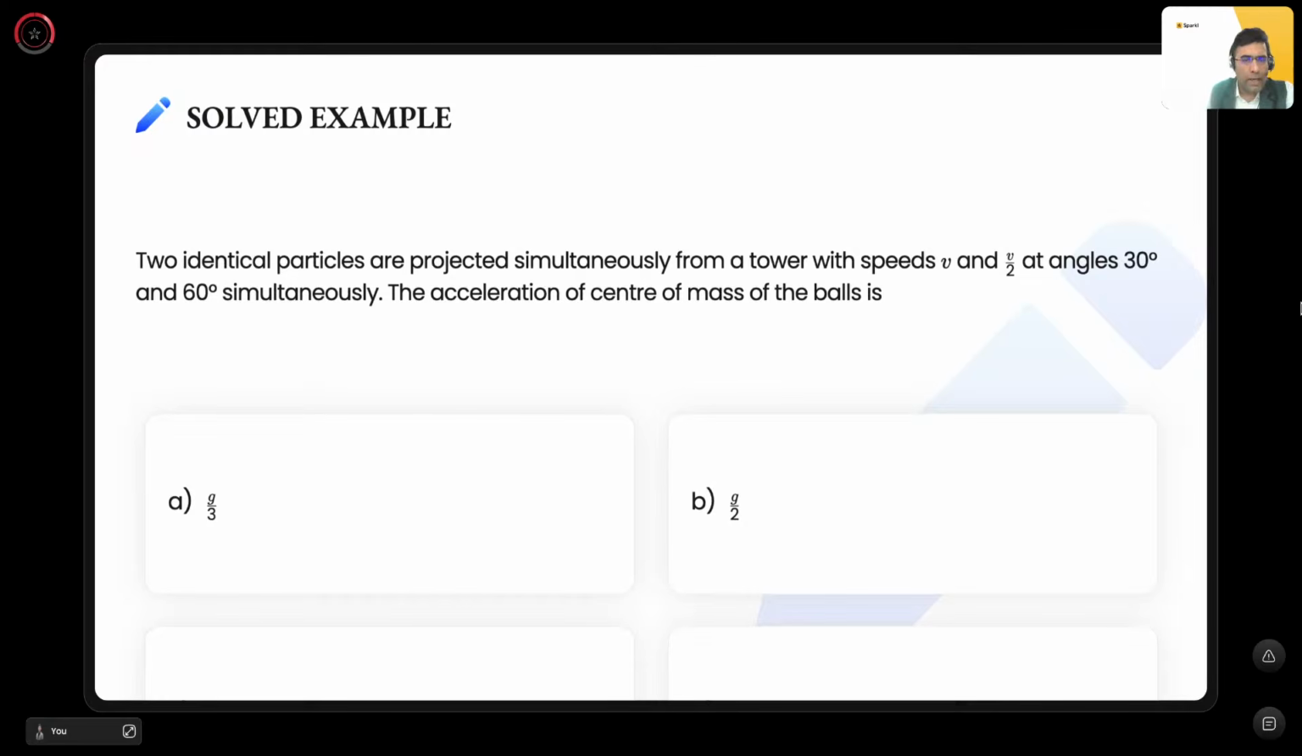Two identical particles are projected simultaneously from a tower with speeds v and v/2 at angles 30 degree and 60 degree. The acceleration of center of mass. Always keep in mind, whenever two objects or three objects or n number of objects are in air, the acceleration of center of mass will be g. Even if you apply the formula, you will get the same answer, but you should remember this: whenever objects are in air, the acceleration of center of mass will be g only. Okay.